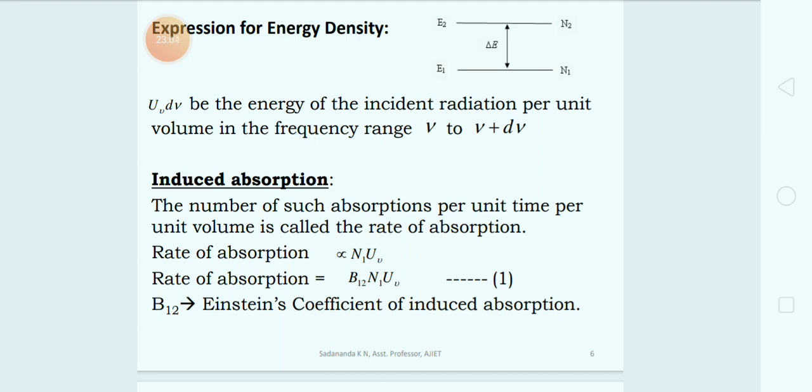So now I can write, rate of absorption is directly proportional to N1 U nu. If I remove the proportionality sign, one constant will come, that is B12 N1 U nu, where B12 is nothing but the Einstein's coefficient of induced absorption, and 1,2 represents a transition from lower state to higher state.